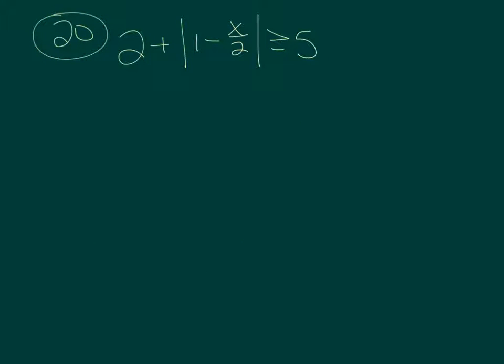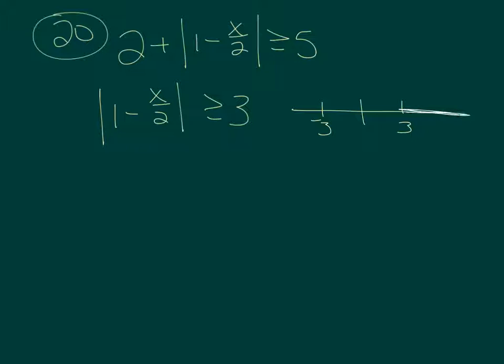All right, last one. This has an absolute value. It has a greater than or equal to. We're going to isolate, so we're going to subtract 2 from both sides. And we get that the absolute value of this expression right here is greater than or equal to 3. Think about a number line. Here's 3, here's negative 3. Where is the absolute value greater than 3? Well, the absolute value is on this side. I mean, all of these numbers have an absolute value greater than 3, and on this side. So this is an OR situation.